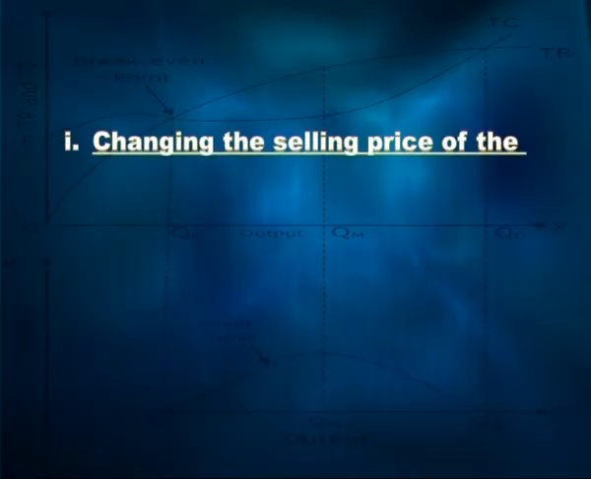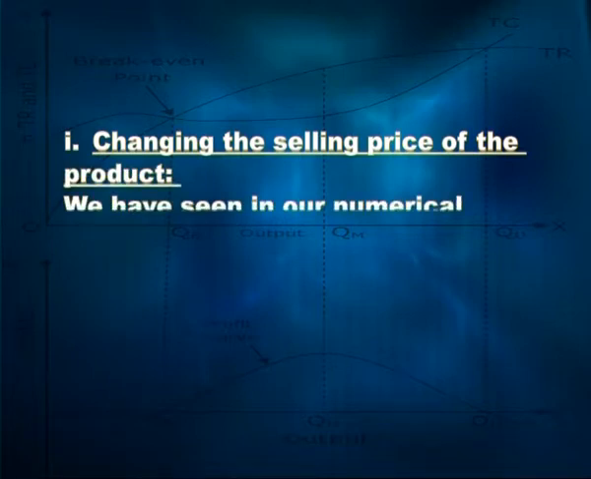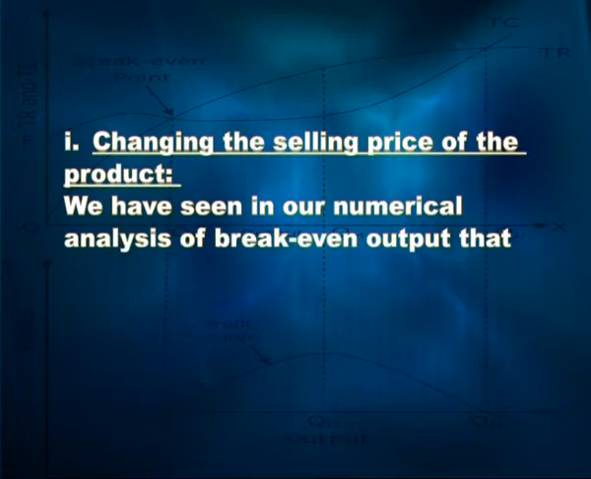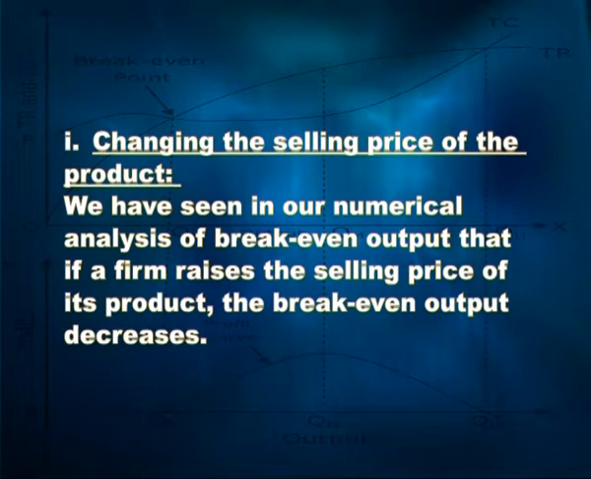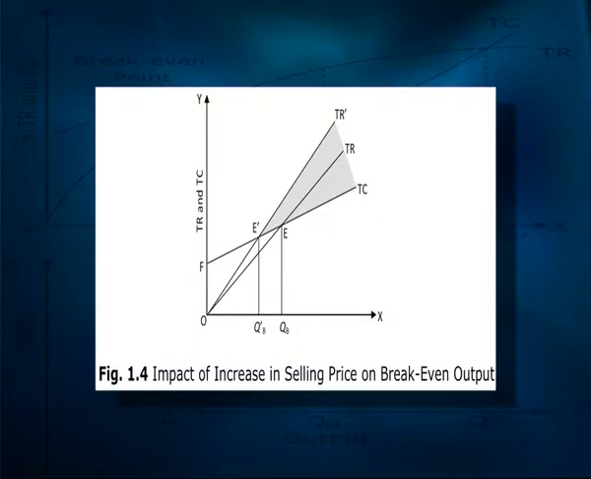The effect of the following 2 factors on the break-even output is often considered by the firms. First, changing the selling price of the product. We have seen in our numerical analysis of break-even output that if a firm raises the selling price of its product, the break-even output decreases. This can be graphically shown by a break-even chart, which we have done in image 1.4.